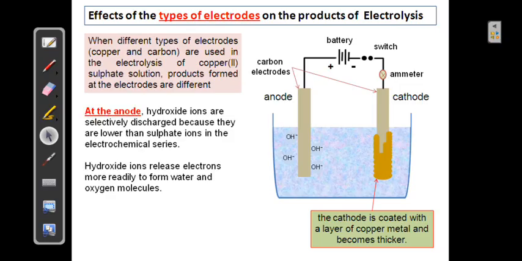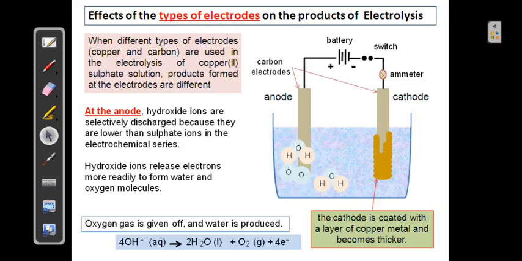At the anode, the hydroxide ions are selectively discharged because they are lower than sulfur ions in the electrochemical series. So all these OH negative ions will get discharged. Hydroxide ions release electrons more readily to form water and oxygen molecules. So that's what will happen. They will produce 2 water molecules and an oxygen gas molecule. So oxygen gas is given off and water is produced.